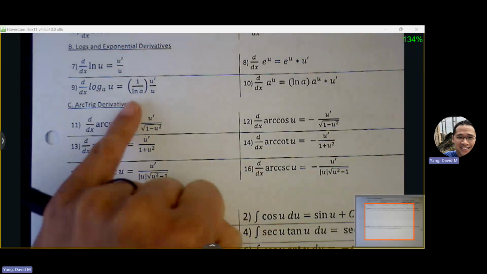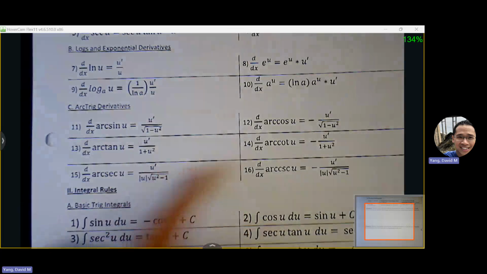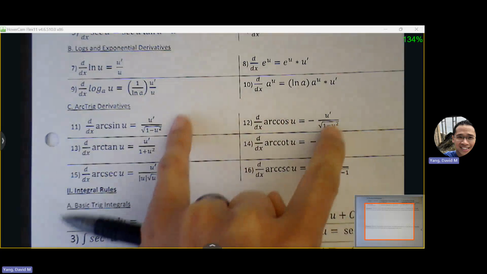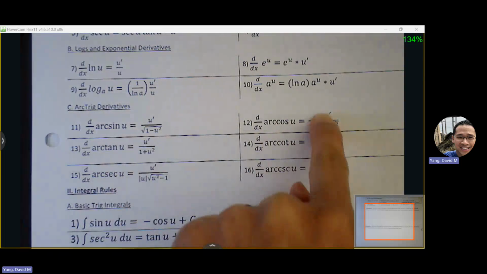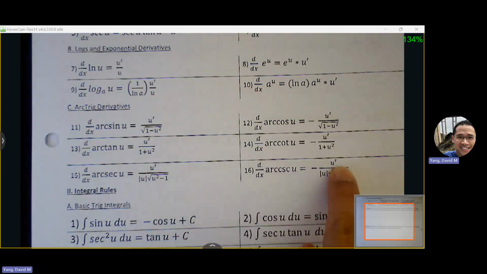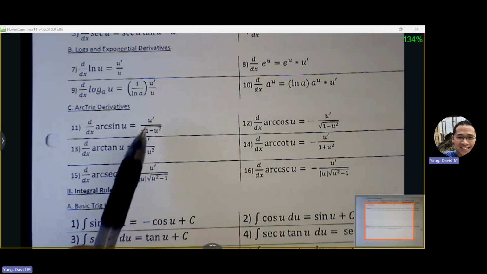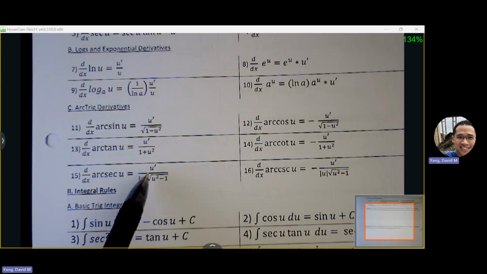Arc trig, we know that the left column are the only unique ones. The ones on the right are just the negative versions of the ones that you see immediately to the left. So if you know these three, you can just copy the ones to the right and just put a negative in front. All the arc trig derivatives have u prime above, and all the denominators have 1 and u squared. It's just different ways of combining.